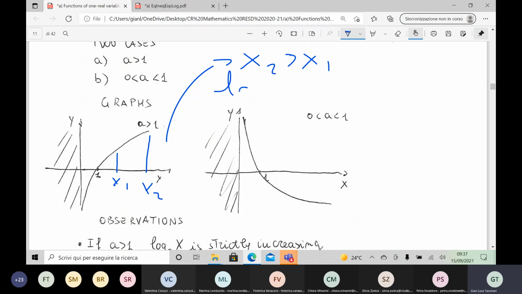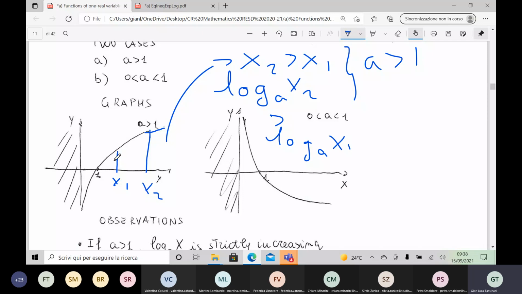And which is the logarithm of x2, guys? Logarithm with basis a of x2. We are in the case in which a is bigger than 1. Take the logarithm of x2. Which is the logarithm of x2? Is this vertical distance. Which is the logarithm of x1? Is this vertical distance. So you see, if x2 is greater than x1, then logarithm with basis a of x2 is greater than logarithm with basis a of x1.